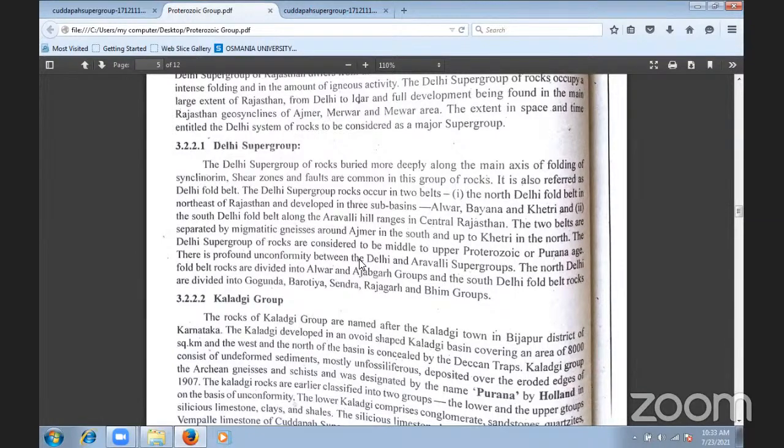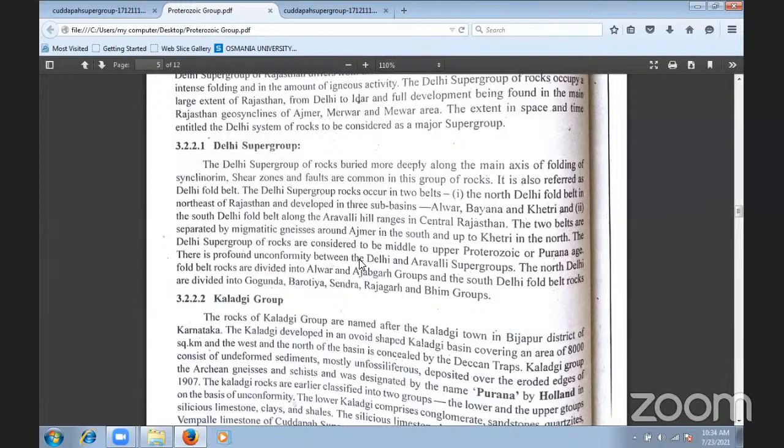The Delhi supergroup rocks occur in two belts. The first is the northern fold belt, divided into three sub-basins: Alwar, Bayana, and Khetri in Rajasthan. The second is the South Delhi fold belt, along the Aravalli Hills ranges in central Rajasthan. These two belts are separated by magmatic gneisses, around Ajmer in the south and up to Khetri in the north. The Delhi supergroup is also considered Middle to Upper Proterozoic, Purana age. There is a profound unconformity between the Delhi and Aravalli supergroups.